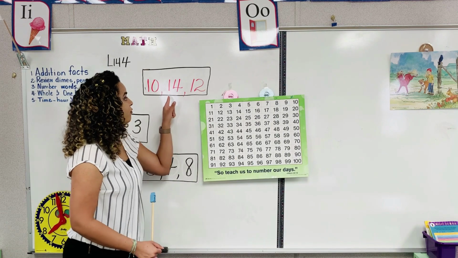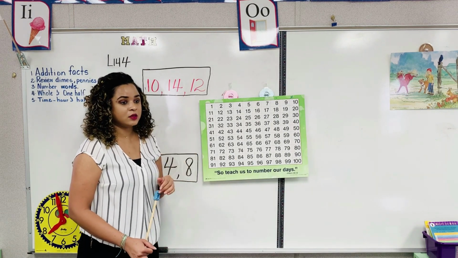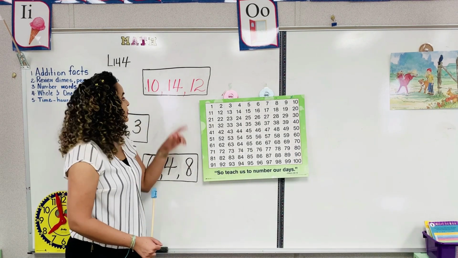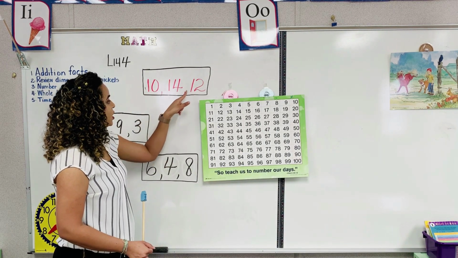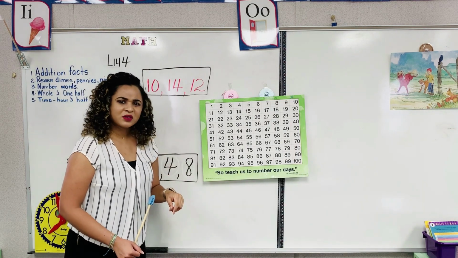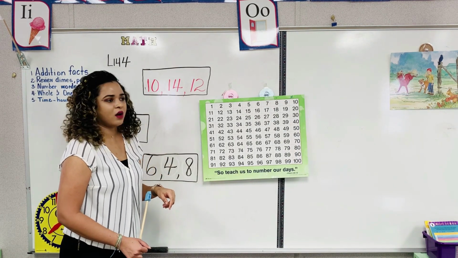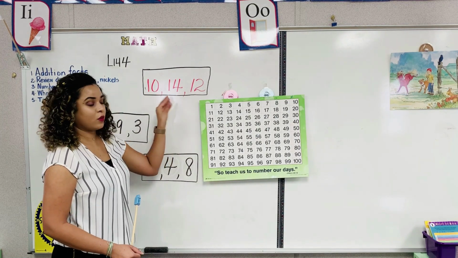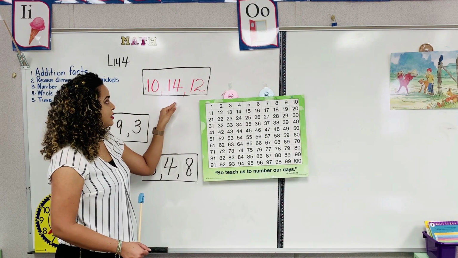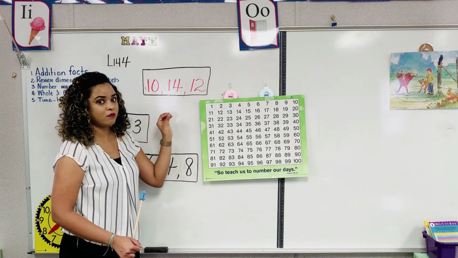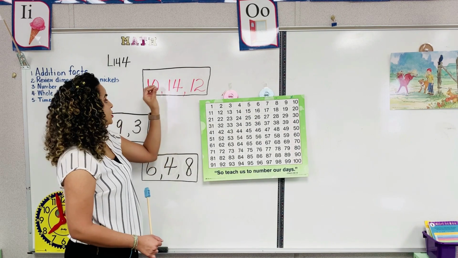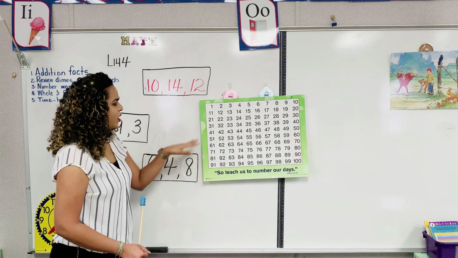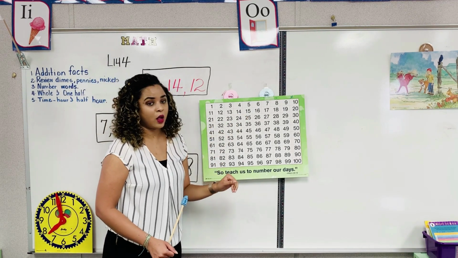Let us look at the first group of numbers written in red. I see 10, 14, 12. Are those numbers written in order? They are not. We have to look at those numbers and identify which is smallest and which is largest. We can use our number chart to help us.